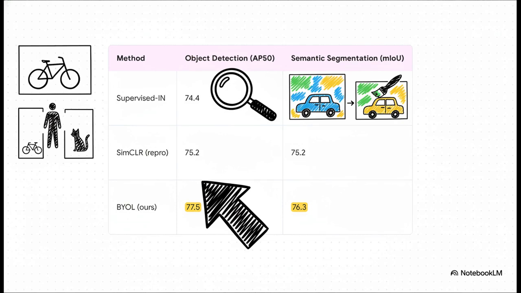And maybe the most important point of all is that the features BYOL learns, they're not just good for classifying images. They transfer incredibly well to other, much more complex tasks. Whether you're trying to find specific objects in a busy scene or label every single pixel, the knowledge learned by BYOL outperforms not only the other self-supervised methods, but in many cases, even models that were trained with full supervision.